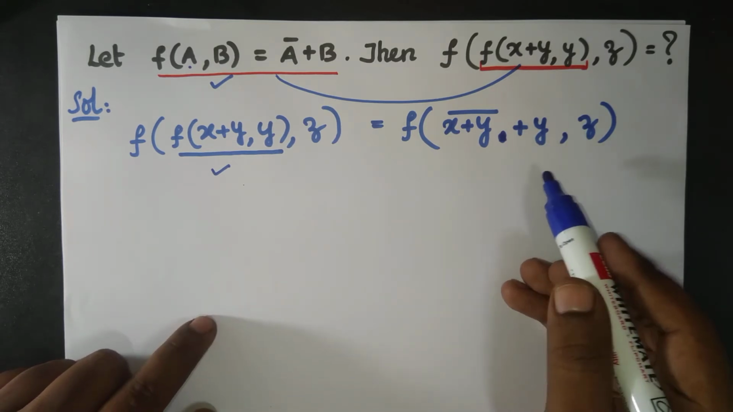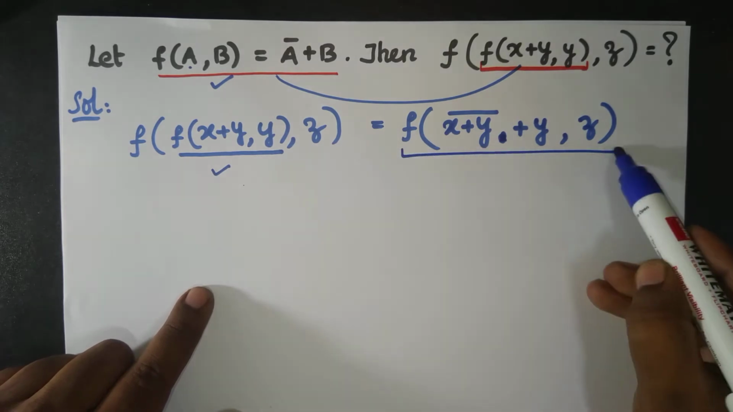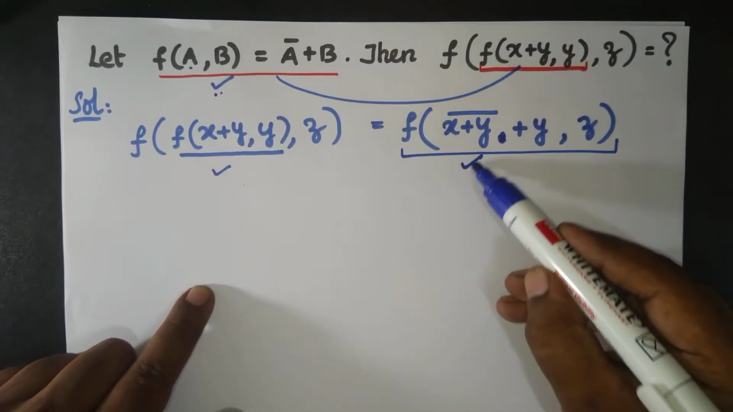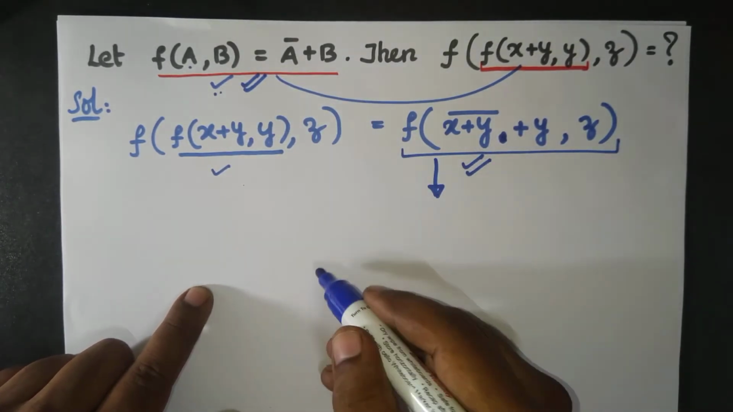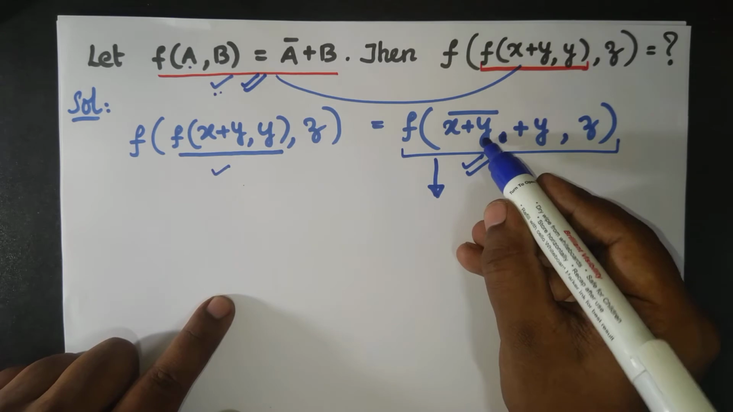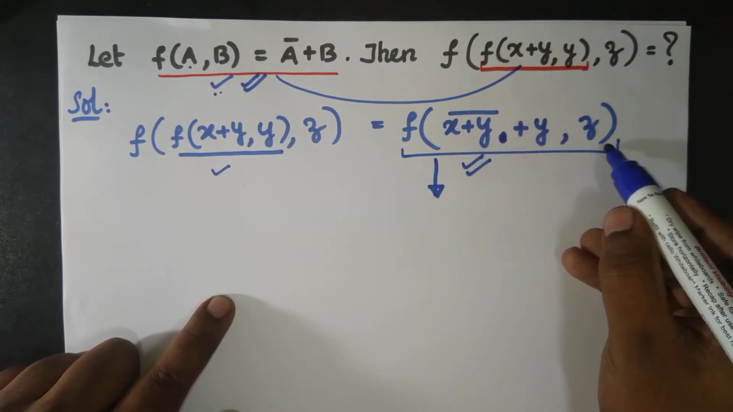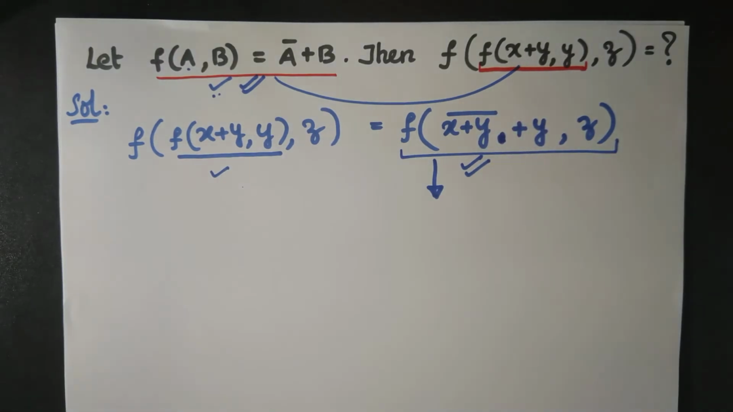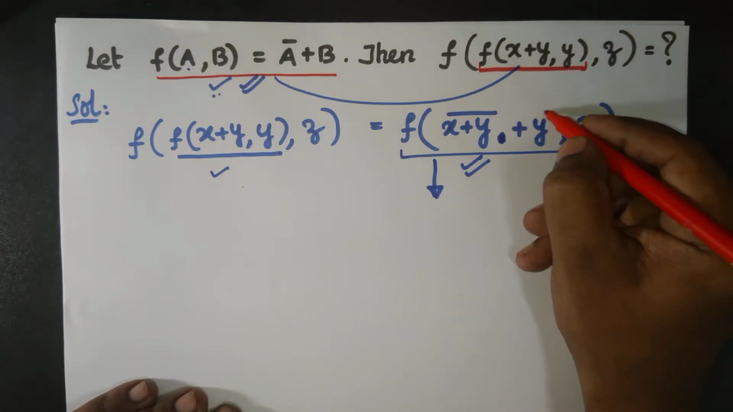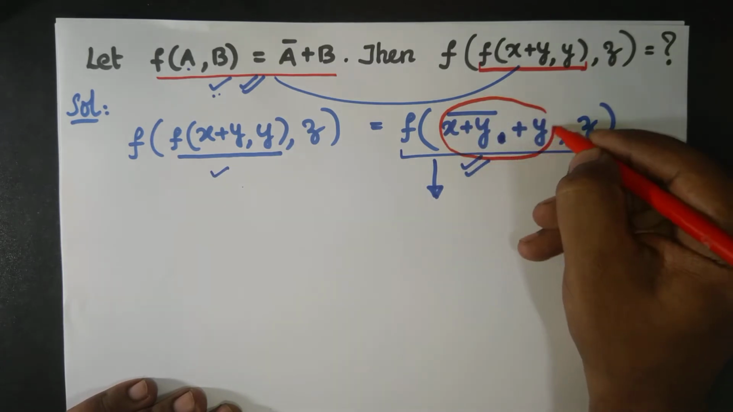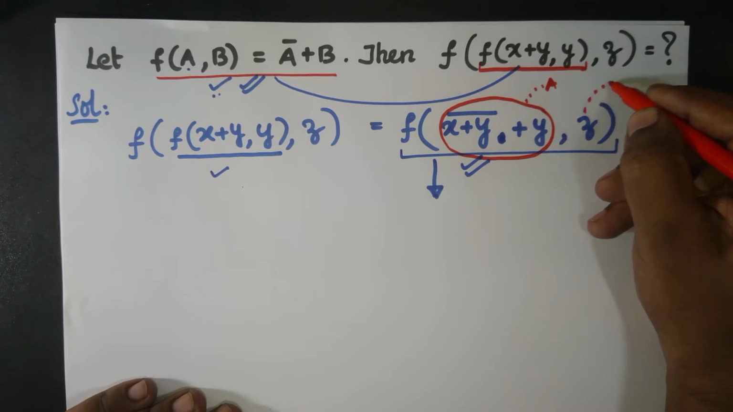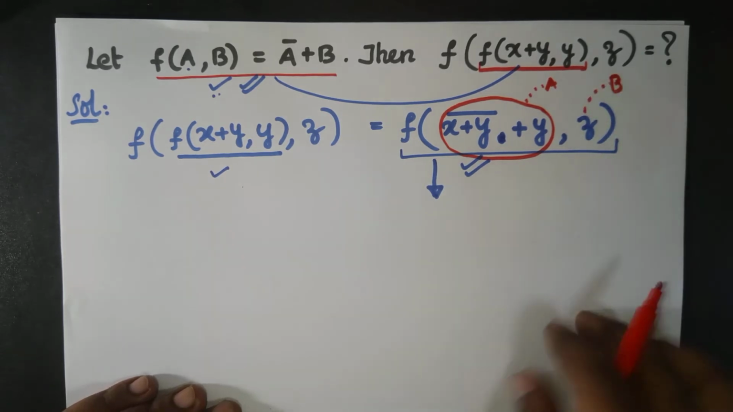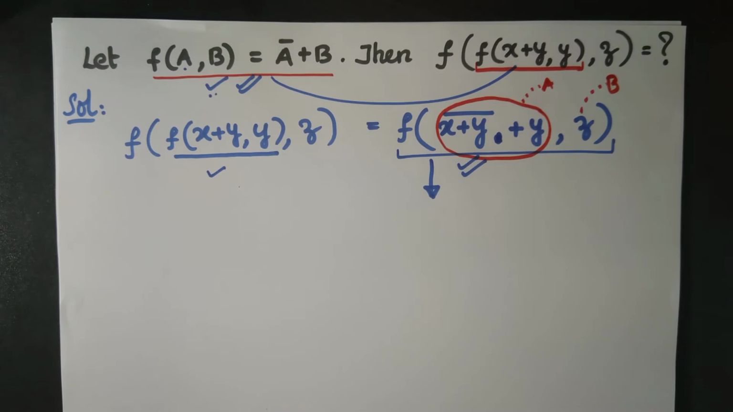Now again, what do you have? You compare this with this one. How do you tackle this? It's very simple. So f of x or y all complement or y comma z. In this case, this will behave like a, and this quantity is like b. So now simply express this.